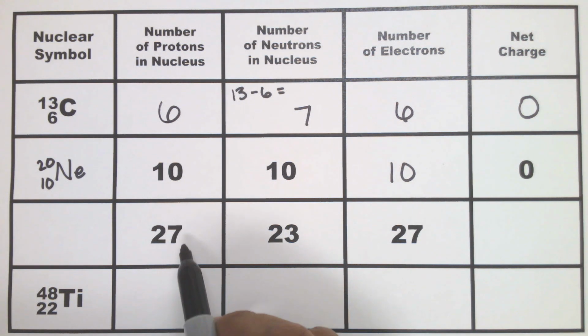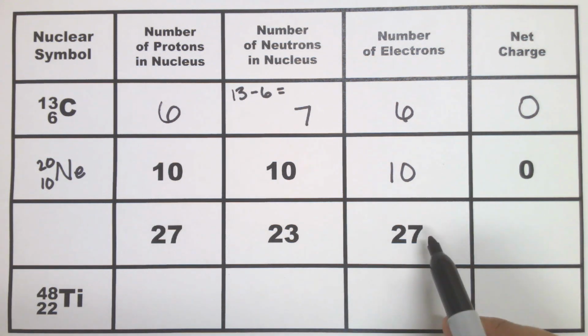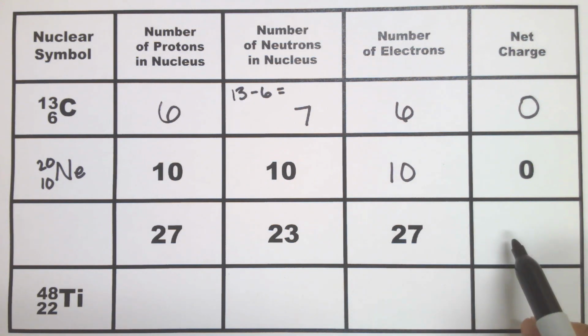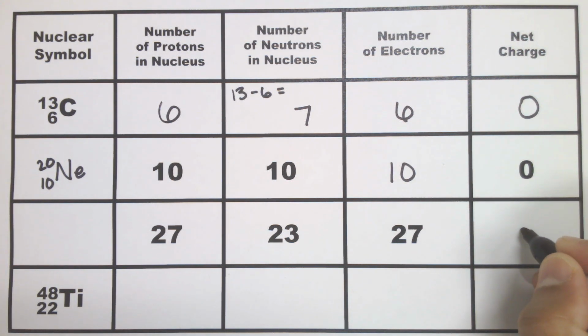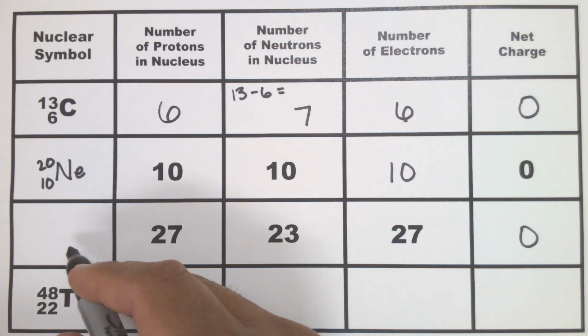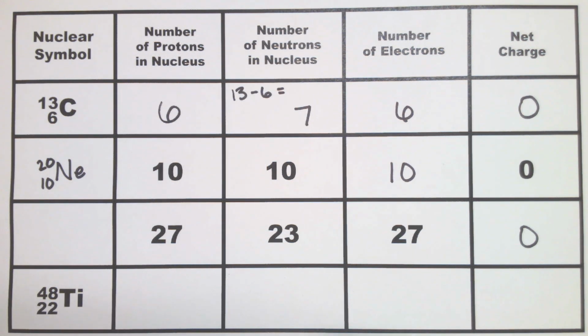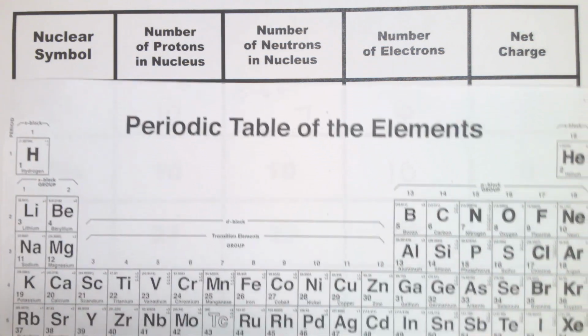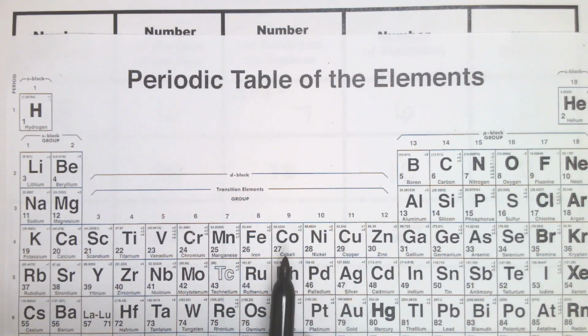Again, 27 protons, 27 electrons. That means our net charge must be 0. For our nuclear symbol, 27 protons gives us the atomic number 27 on our periodic table. Here's cobalt.